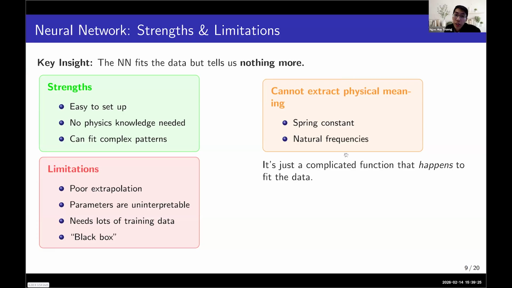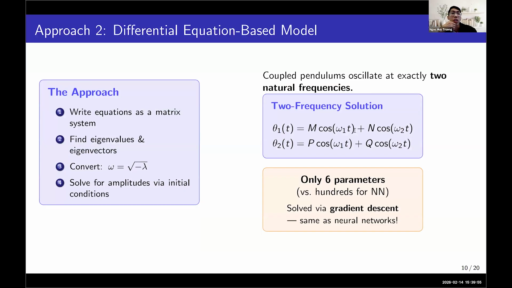But the most important thing we want students to know is that with the neural network and its bunch of parameters, we cannot extract any physical meaning, like the spring constant or frequency. It is just a complicated function that happens to fit the training data. That is the insight of the first approach. So we go to the second approach.